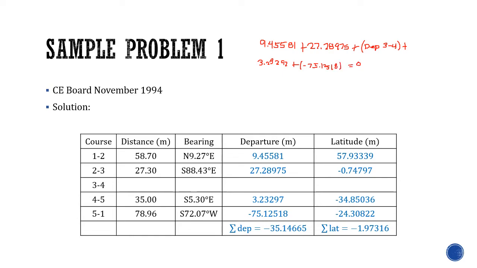Dapat yan ay equal to 0. So ang unknown lang dito is the departure of 34. You can solve for the departure of 34, and you will see that the departure of 34 ay equal to positive 35.14665. Okay, so that is the formal solution. So ganun lang yung departure. Paano naman yung latitude? Edi ganun din.